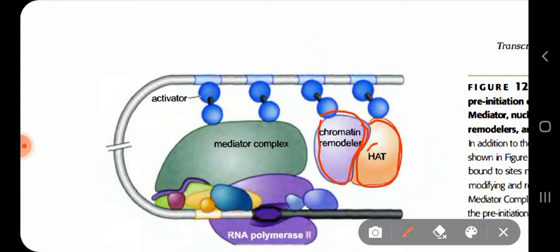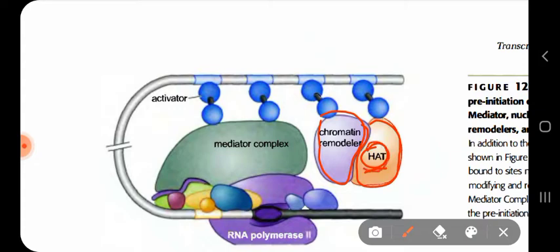The HAT enzyme, as you can see, the full name has been given. It is called histone acetyltransferase. This HAT enzyme can acetylate the conserved lysine amino acid on the histone proteins by transferring an acetyl group from the acetyl coenzyme A to form N-acetyl lysine.